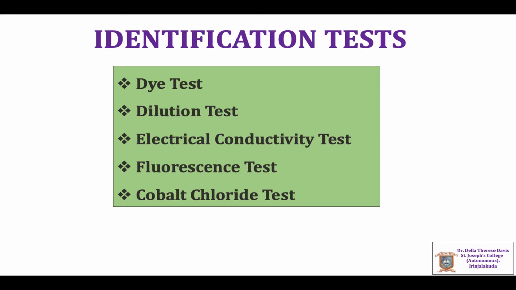Oils can give fluorescence when observed under UV light, and water does not show any fluorescence. When we observe the emulsion under UV light, if we see fluorescence, it is water in oil type emulsion.